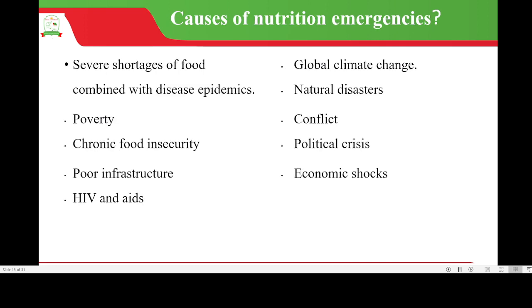These are some of the various causes of nutrition emergencies. Severe shortages of food combined with disease epidemics, poverty, chronic food insecurity, poor infrastructure, HIV and AIDS, global climate change, natural disasters, conflict, political crisis, and economic shocks. All these contribute to nutrition emergencies.